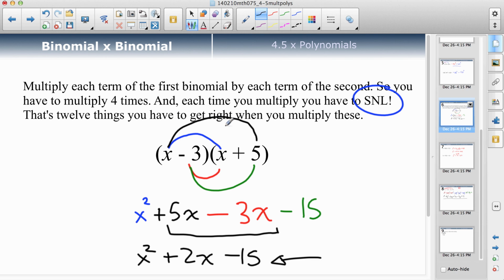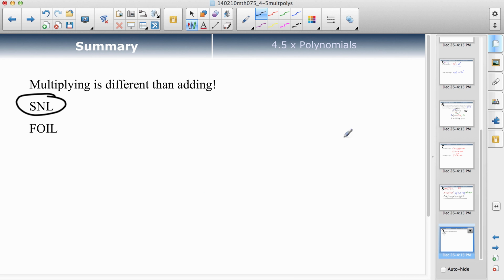FOIL stands for the firsts. Whoops, that should be blue. The firsts, that's this one. And then the outside ones, that's those ones. And then these two are the inner ones. And the last ones is the L. So a lot of people, for this double distributive property thing, they call that FOIL. If that helps you remember it, that is good. Try some questions.